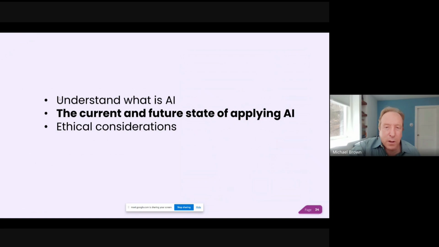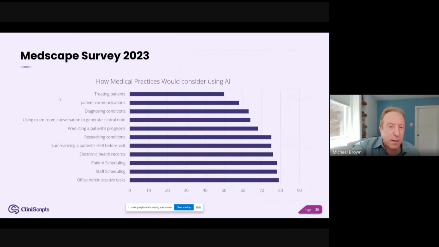I want to talk a little bit about the current and future state of applying it, especially to healthcare and mental health. This is a study from 2003 from Medscape, and basically it's showing that providers are recognizing AI and recognizing the opportunities, maybe not fully utilizing it yet, but are basically seeing that it can be used for treating patients, communicating with patients, diagnosing conditions, and the various things shown in this list. So this is something that's happening, and it is being recognized, although obviously not fully implemented yet.